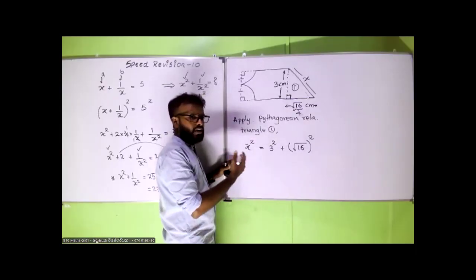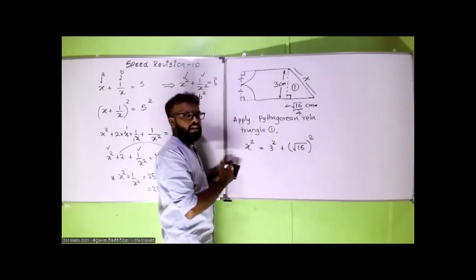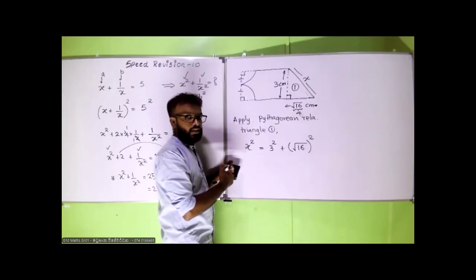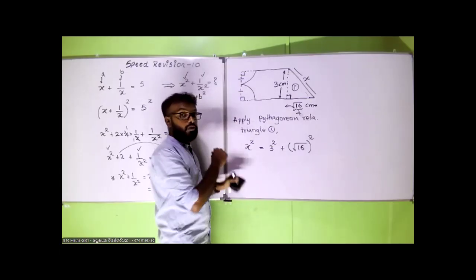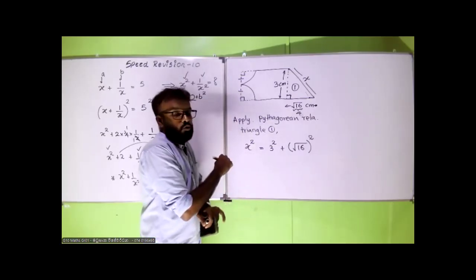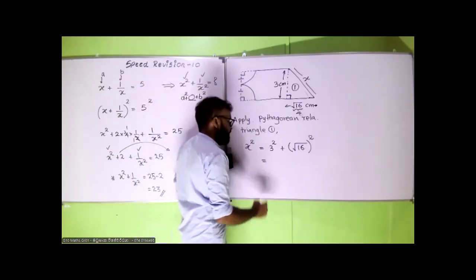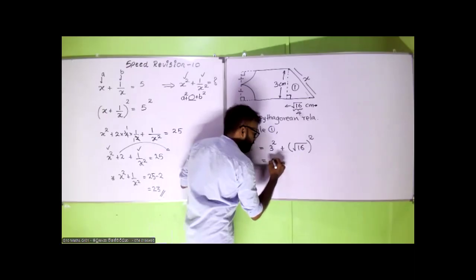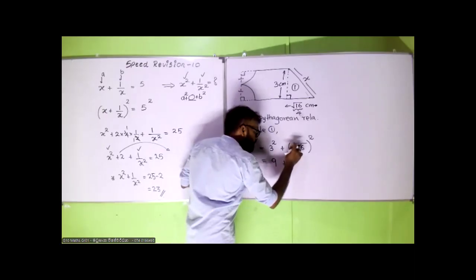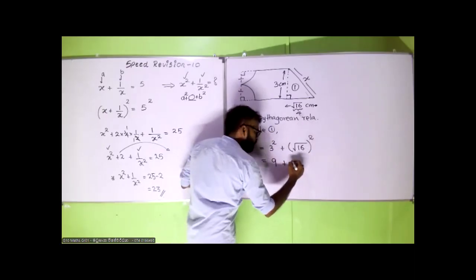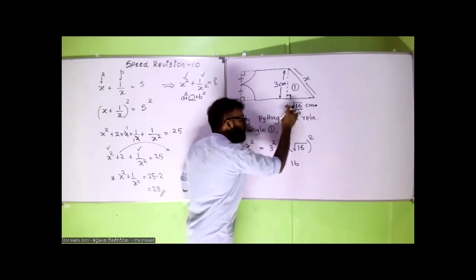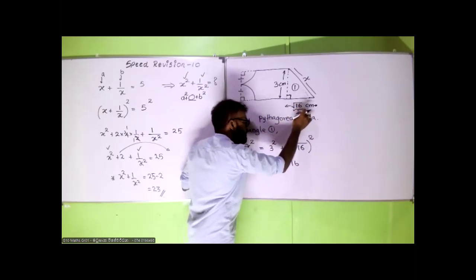Something like that we did last week as well, and also in the square root lesson I told you how to do that. So now we are going to find the length of x. So 3 to the power 2 is 9. Square root of 16 to the power 2 is 16, because square root of 16 is equal to 4.